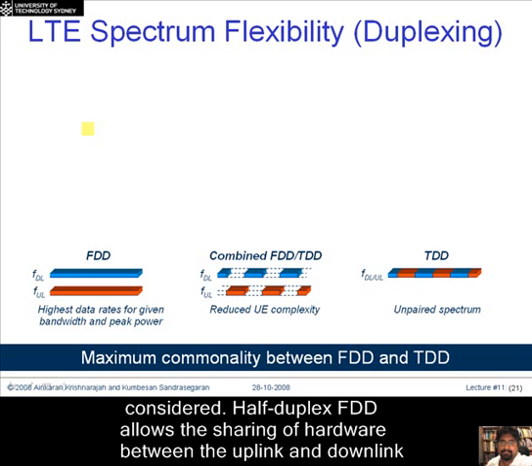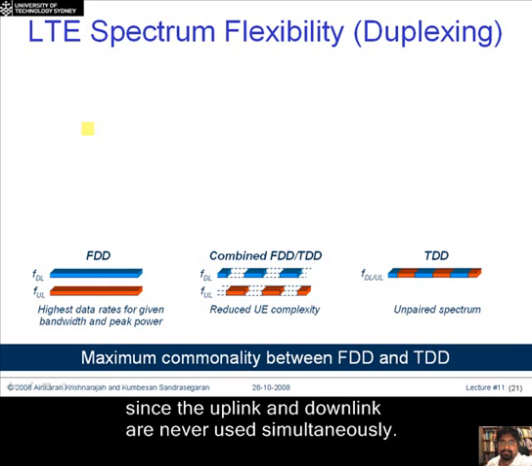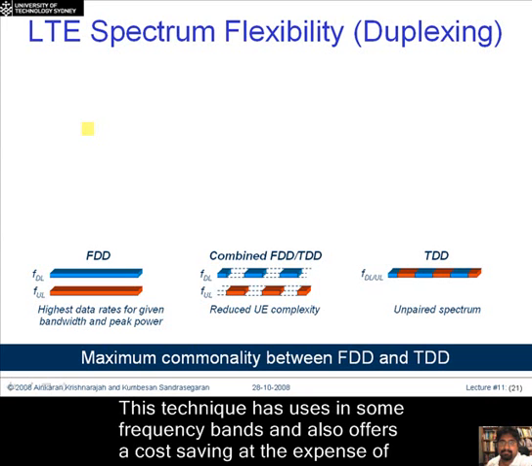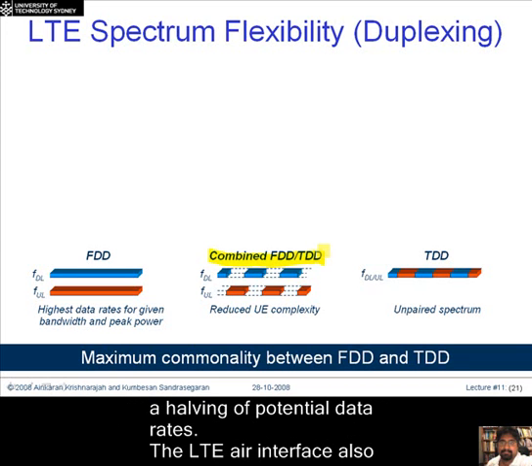So in parts of the world where you can only get unpaired spectrum, TDD might be a good solution. Okay, because in this solution you are either transmitting uplink or transmitting downlink, but not both at the same time. A third possibility, the one that's shown in the middle here, is referred to as a hybrid FDD-TDD mode. So in this one, you're using a combination of FDD and TDD.